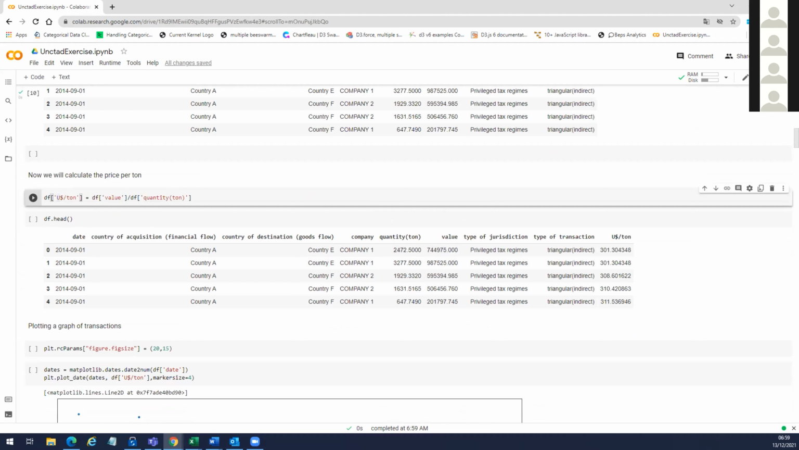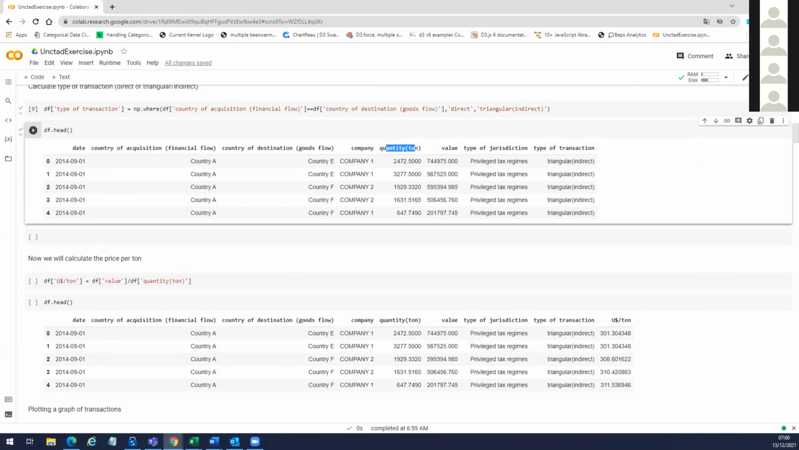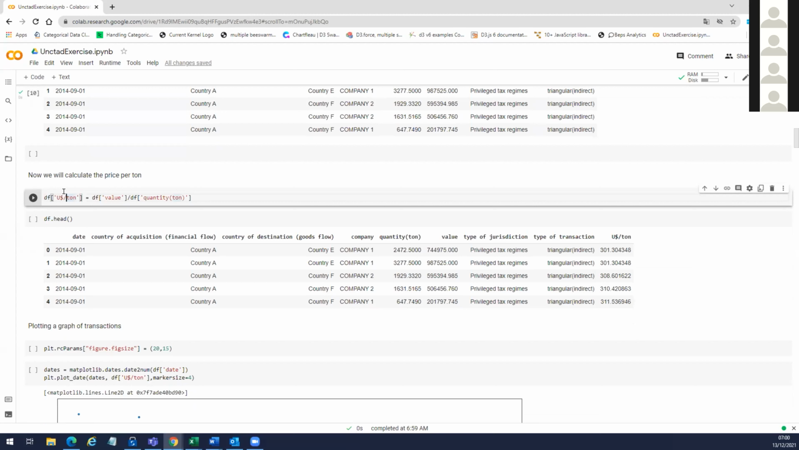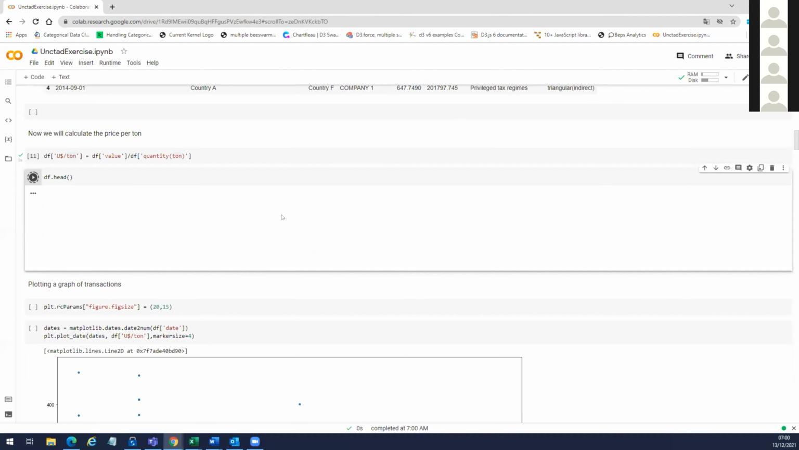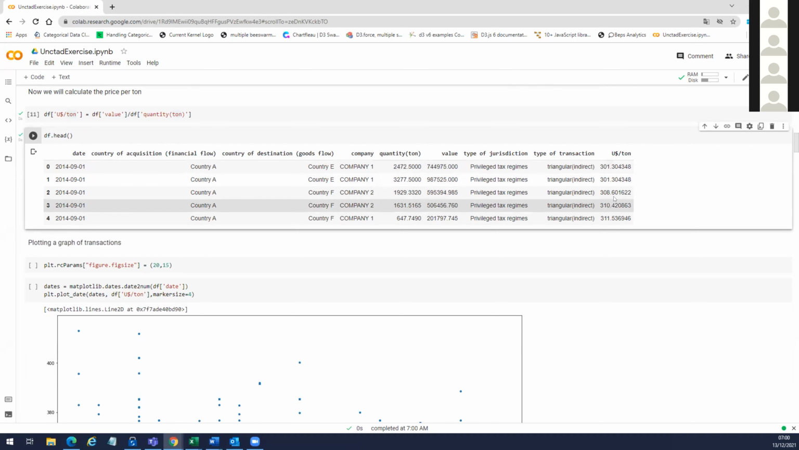Next step is to calculate the transaction price. We have the quantity here, and the total value of the operation here. But we need the price at which it took place. For that, we added a new column in our data frame. We simply divide the transaction value by the quantity and obtain the price in US dollars per ton. This is done in this cell. I call it US by ton and divide value by quantity ton. And then a new column was added to our database and shows the price of each operation.